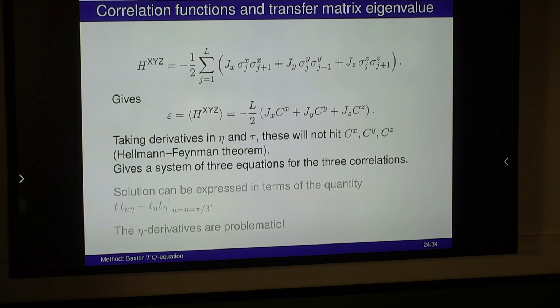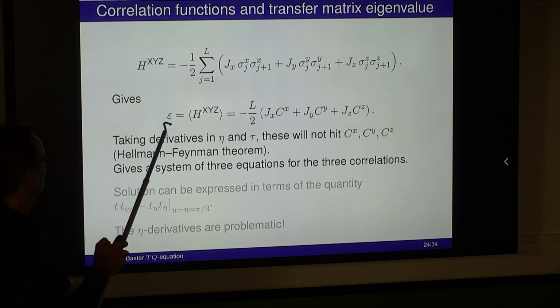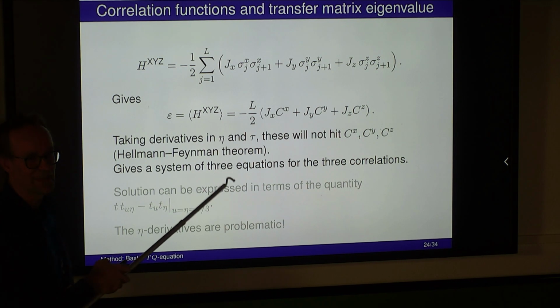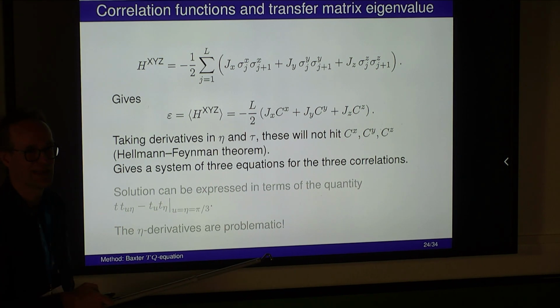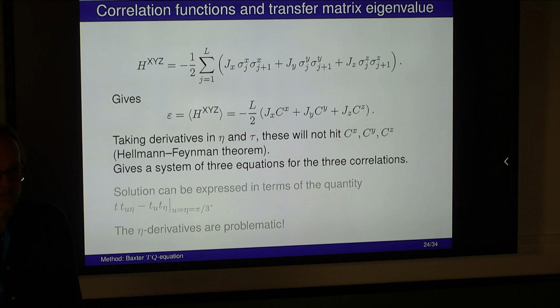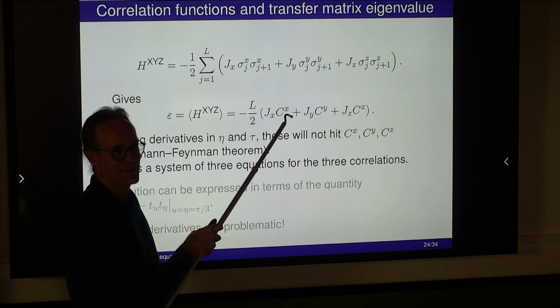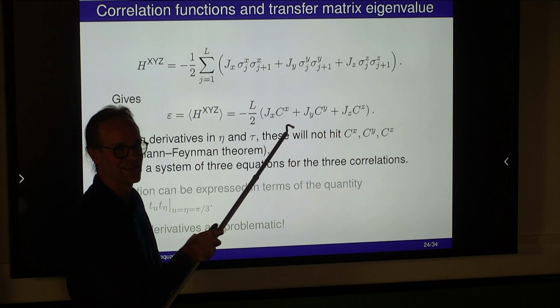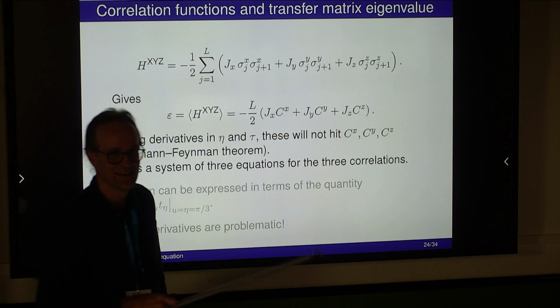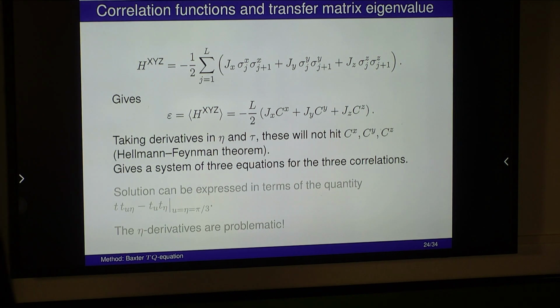And then this depends on eta and tau, so you could take derivatives in eta and tau. And then there's a little mathematical trick known as the Hellmann-Feynman theorem. Even if the correlations do depend on eta and tau, you can pretend that they don't, and you get the correct result. That's what the Hellmann-Feynman theorem says.